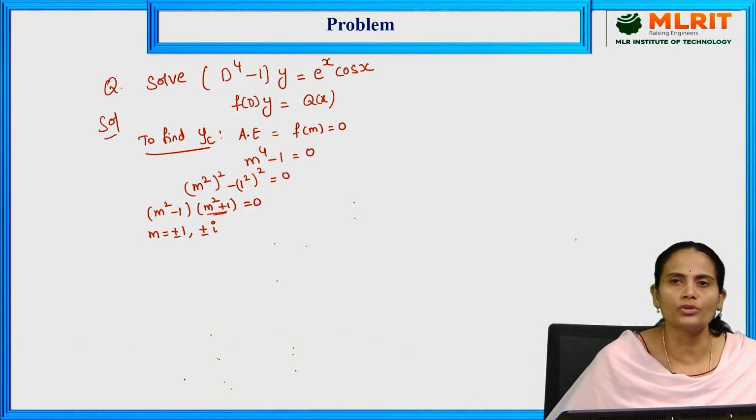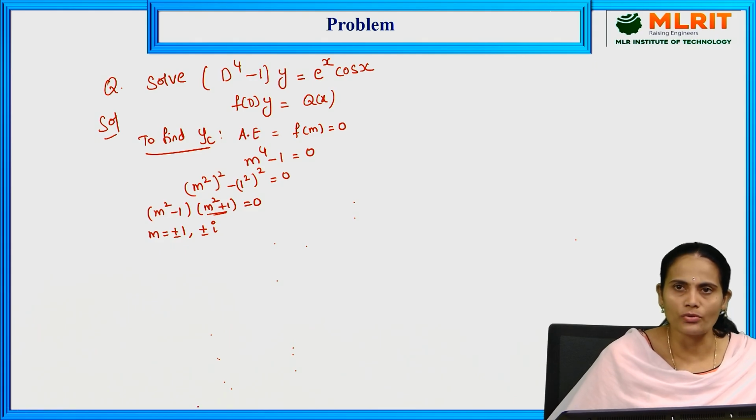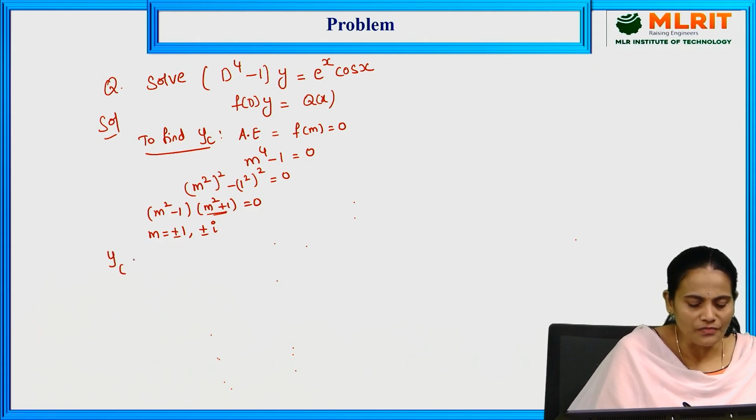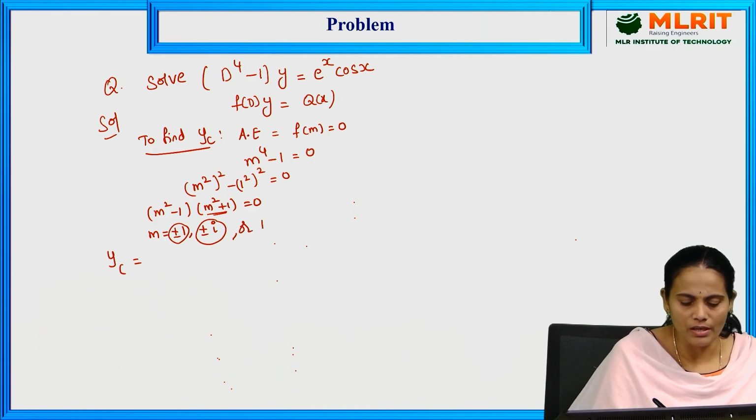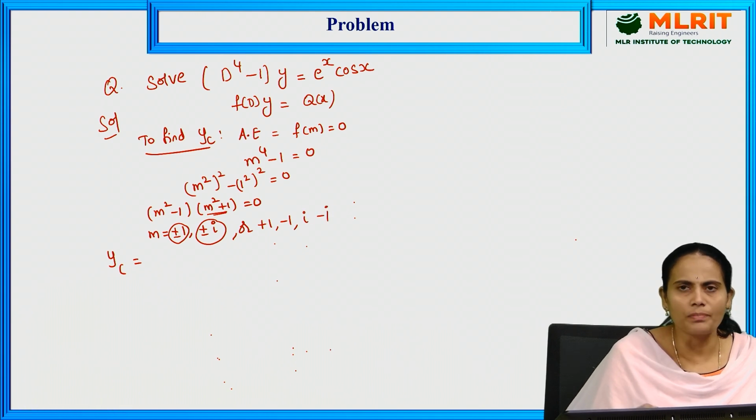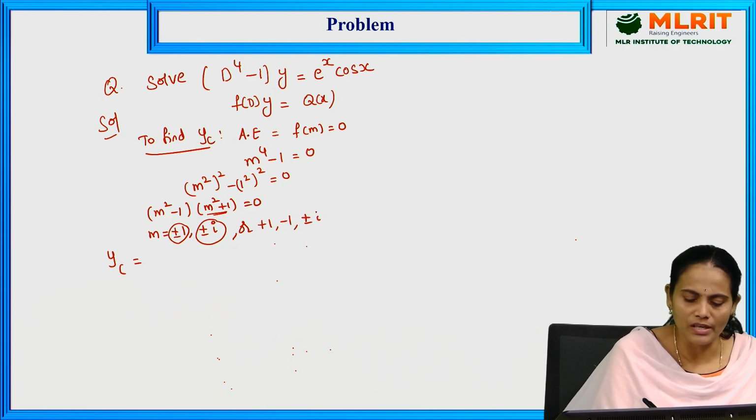So here we have four roots in total, and for these four roots we have to write a complementary function. The roots are plus 1, minus 1, and plus or minus i. First these two are the real roots. For the real roots, the complementary function is c1 e power x plus c2 e power minus x.